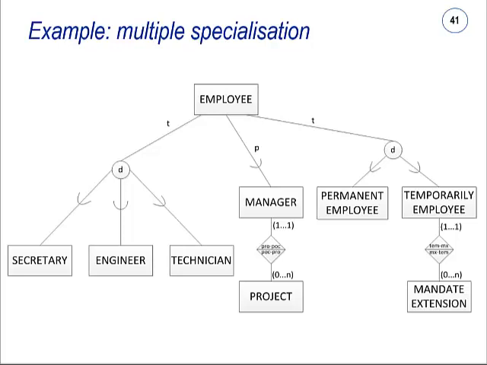And then we have a third specialization, which is going to specialize employee into permanent employee and temporary employee. This is a total specialization which is disjoint. A temporary employee can also be related to a mandate extension. Temporary employee can get 0 to n mandate extensions. A mandate extension is always related to minimum 1, maximum 1, so in other words, exactly 1 employee.